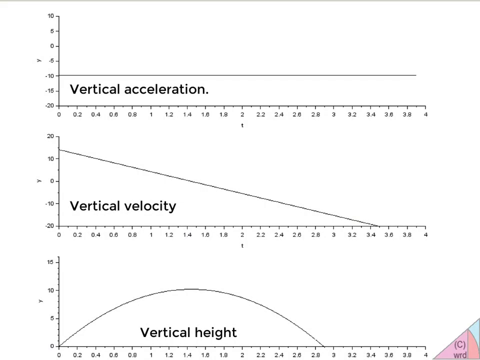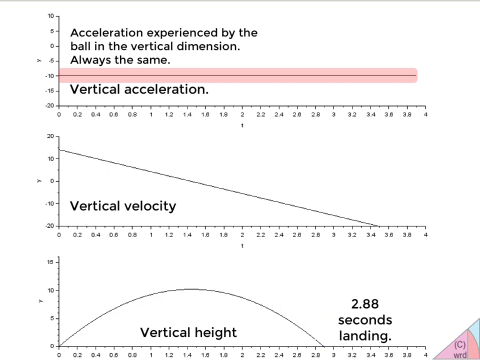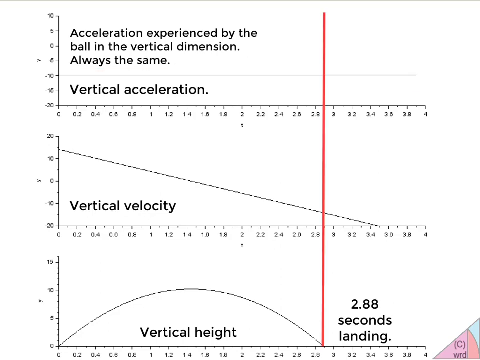To orient ourselves, we look first at graph 3 to find out when the ball lands. Graph 3 is the vertical part of the flight plotted over time, and when the vertical travel of the ball returns to 0, the model is over. We land at 2.88 or so seconds. Graph 1 shows that the ball never experiences anything but minus 9.8 meters per second squared. Let's construct a line up from 2.88 seconds.